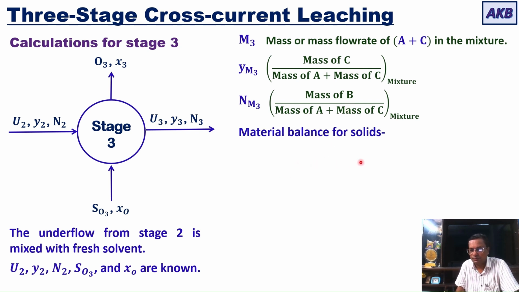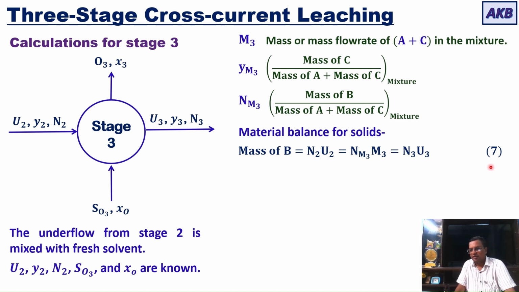Now material balance for solids written for stage number 3. Mass of B will be equal to N2 into U2, that is equal to NM3 into M3, that is equal to N3 into U3. And I am calling this equation number 7. So solids in the system will be solids that come with the underflow from stage number 2. Then the solids will go in stage number 3 in the mixture that is formed in stage number 3. And finally the solids will come out with the underflow that comes out of stage number 3.